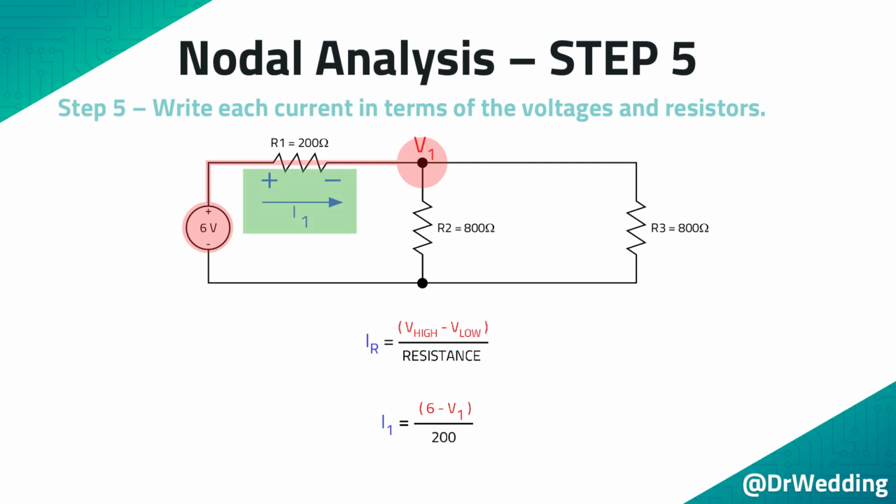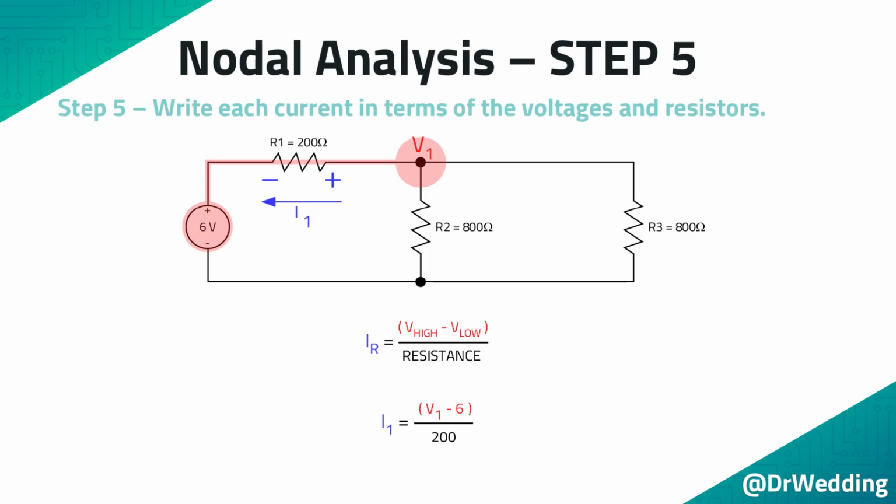Let's look at how the equation would change if you had chosen the opposite current direction. In this updated circuit, the arrow representing the current direction starts at the node voltage. This means the node voltage is the high voltage. The arrow representing the current direction ends at the 6-volt supply. This means the 6-volt supply is the low voltage. Therefore, the voltage across the resistor is the node voltage minus 6 volts.